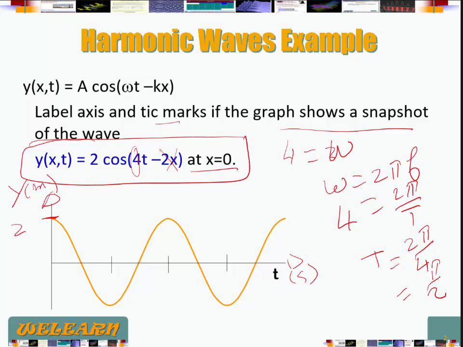So that's the period. So from here to here, that's pi over 2. So that means this is pi over 2, this is pi over 4, this is 3 pi over 4.